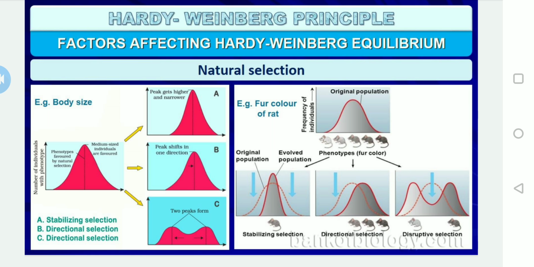So this is how they try to explain the Hardy-Weinberg principle by giving the appropriate examples. These are all about the factors affecting Hardy-Weinberg equilibrium and its principles.